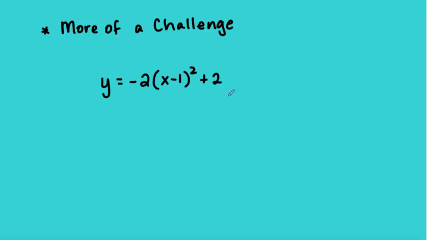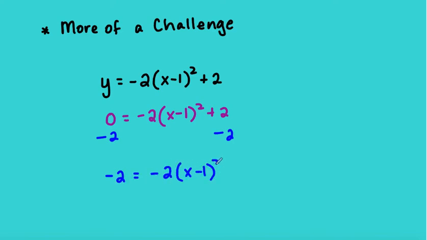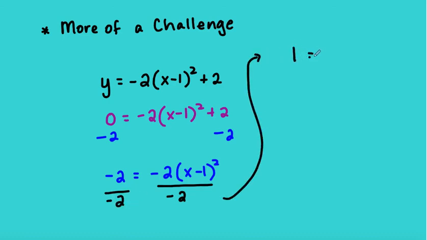All right, more of a challenge when I put a number in front of the square. So watch me here. I'm still going to set y equal to 0. I'm going to isolate x, but now I've got to follow the proper order if I was solving. So I'm going to subtract 2 first, giving me negative 2 equals negative 2(x minus 1) squared. And then that negative 2 that's being multiplied to the square, I actually need to divide that to both sides. Okay, so that's going to give me 1 equals (x minus 1) squared.